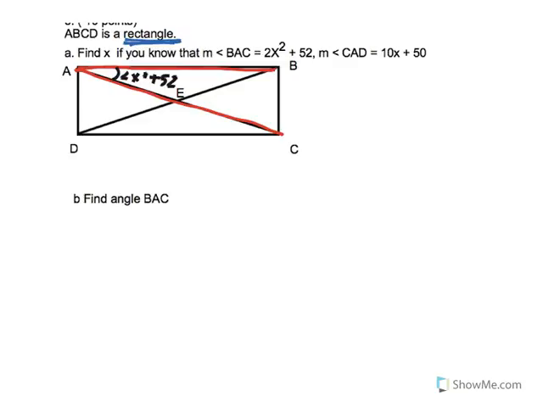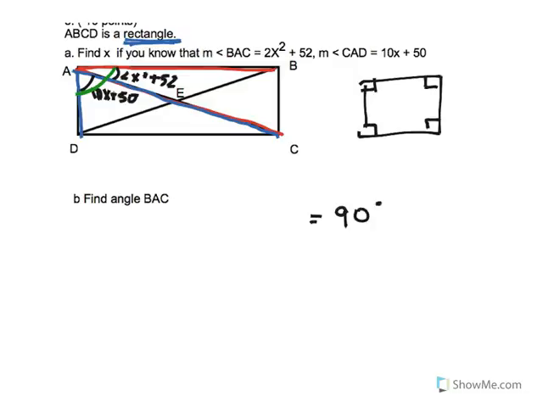The next part says the measure of angle CAD. I start at C. I go to A, which is the letter in the middle, so it will be the vertex. And then I go down to D. So the angle they're talking about is this one here. And it is 10x plus 50. So remember the rectangle. It has 4 right angles. So I know that this angle here must equal 90 degrees. This angle here must equal 90 degrees. So if I add these 2 expressions together and set them equal to 90, I can solve for x.